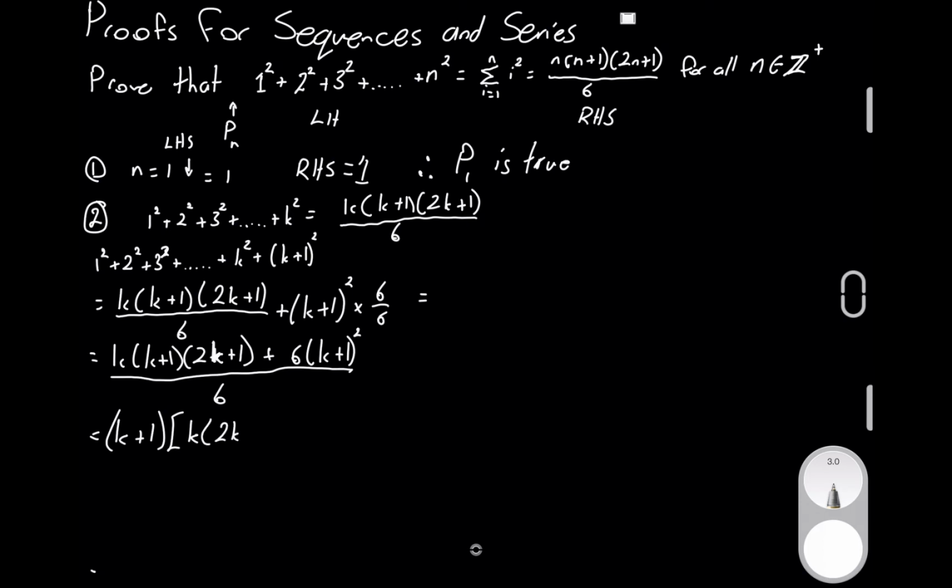So k times 2k plus 1 plus 6 times k plus 1. And obviously that's not squared anymore because we've taken the common factor of k plus 1 out. Now if we expand what's in our square brackets out, it's going to end up being something that looks a little bit like this.